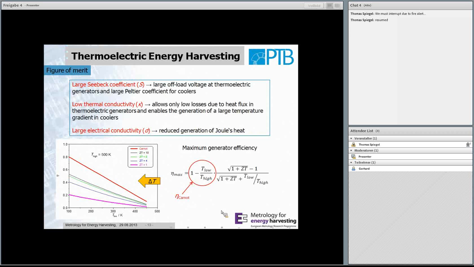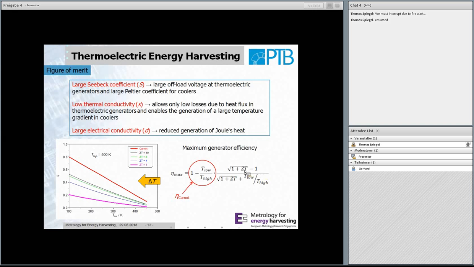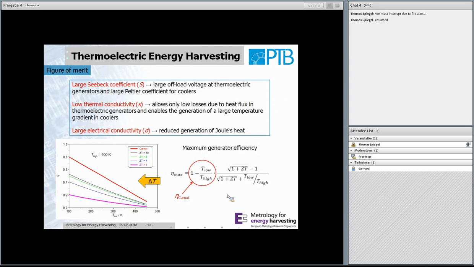The maximum reachable generator efficiency can be calculated by using this formula. You find again the Carnot part of this efficiency, and then the mentioned ZT value. For instance, I have calculated here the efficiency of different materials with different ZT values, in dependence on the temperature difference.